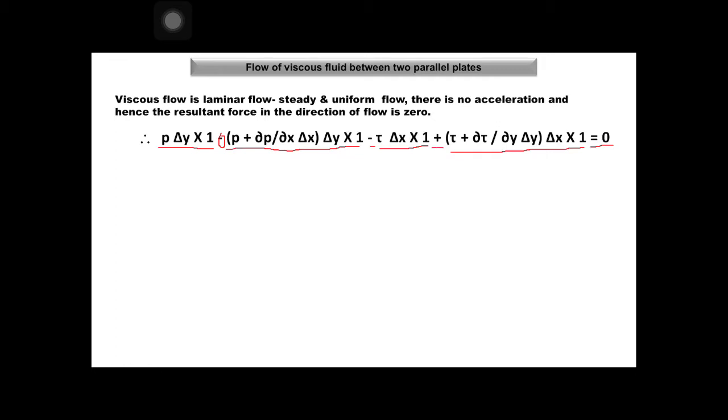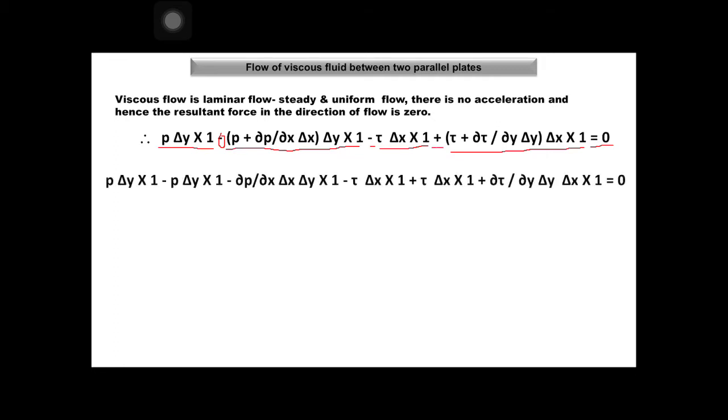Upon solving these equations, we will get it like this. Here I will explain one term at a time. These terms will come as they are here, and this whole area will multiply the whole bracket.